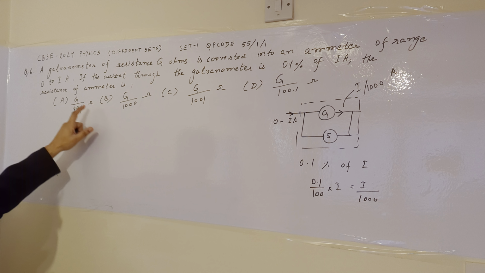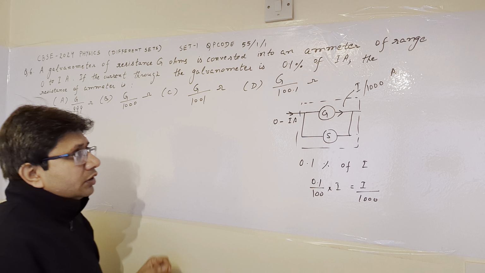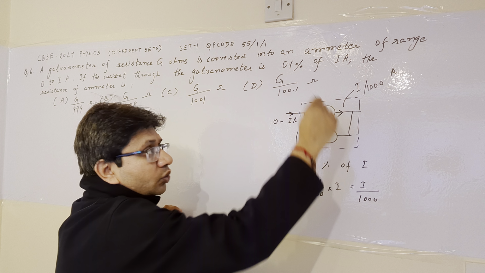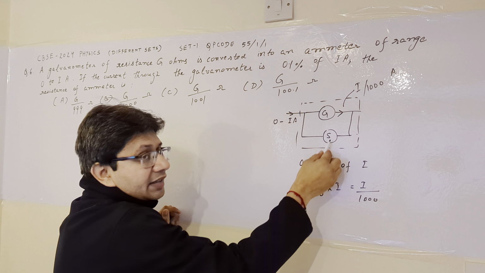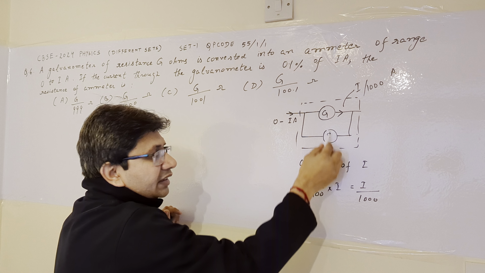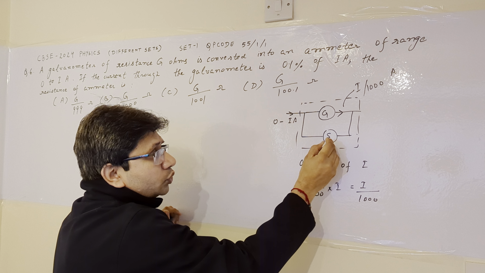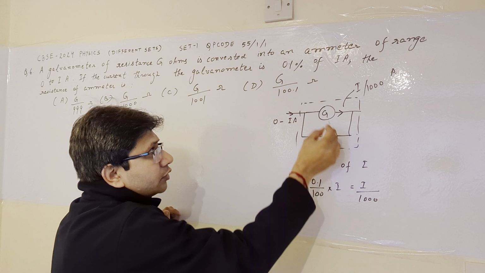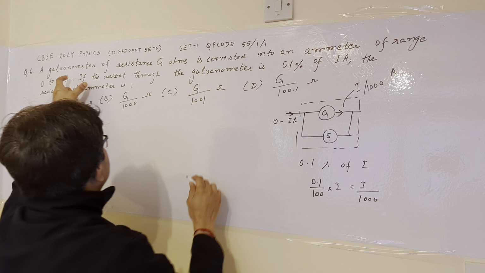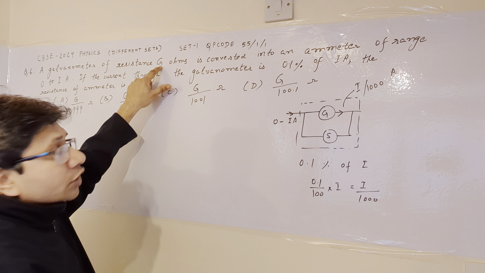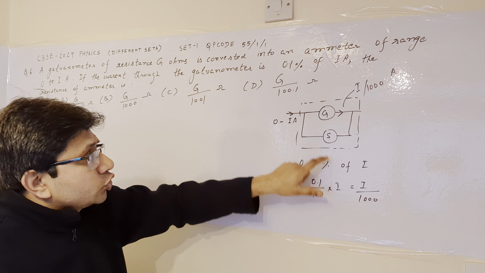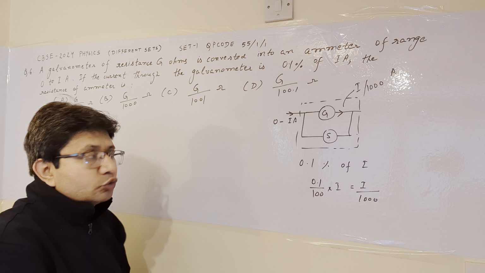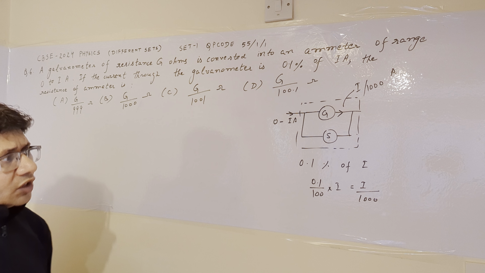Now we have to find out the resistance of the ammeter. Resistance of the ammeter means the resistance of this whole arrangement, which is the parallel combination of G and S. So we have to find the parallel of G and S. But to calculate it, we have to find the value of S in terms of G, because G is the resistance of the galvanometer. So we find the value of S, that is the shunt, in terms of G, and then calculate the parallel combination to find the overall resistance of the ammeter.